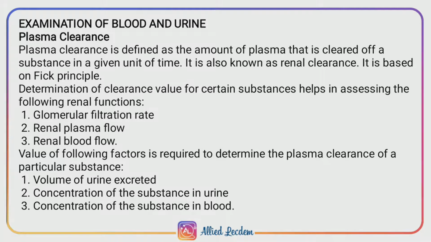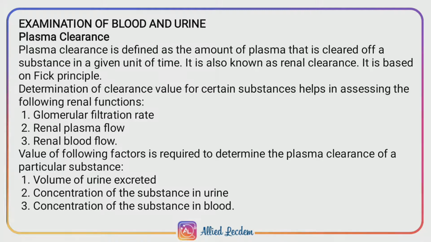Examination of blood and urine. Plasma clearance. Plasma clearance is defined as the amount of plasma that is cleared of a substance in a given unit of time. It is also known as renal clearance. It is based on Fick principle.